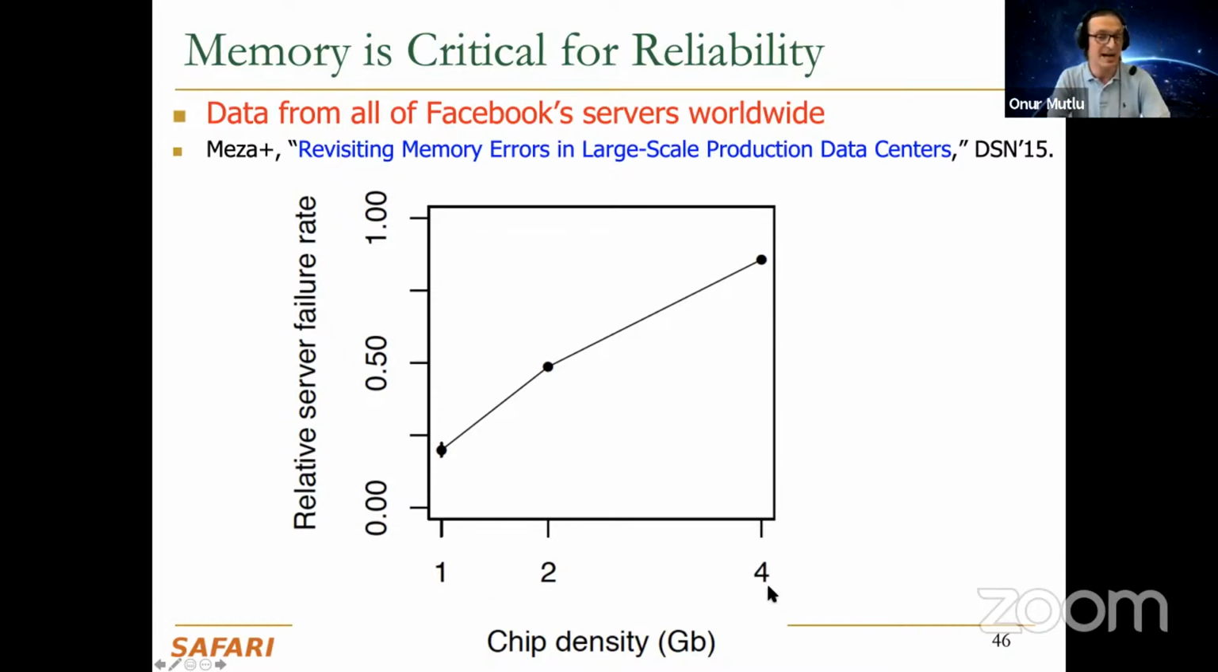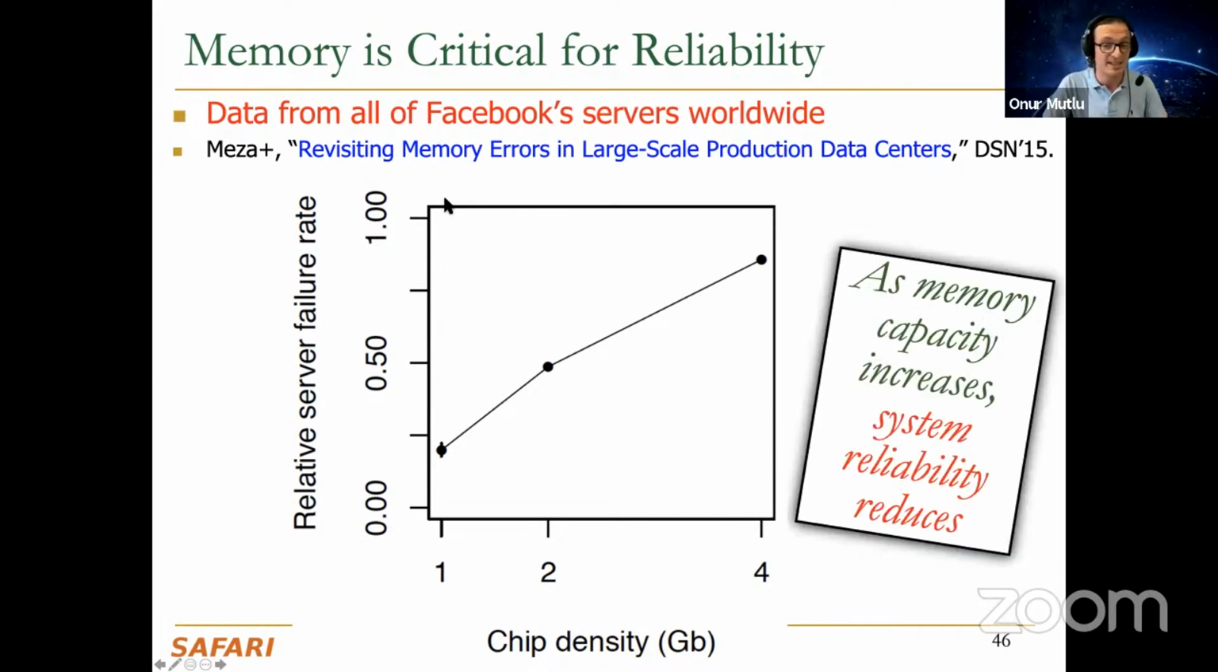4 gigabits is the highest at the time. And the server failure rate. Basically, as chip density increases, you get a higher server failure rate. Why? We get more memory errors, basically, because memory capacity is increased. Memory cells are closer to each other because they're denser, and memory cells are also smaller, so they're more vulnerable to reliability issues and noise.